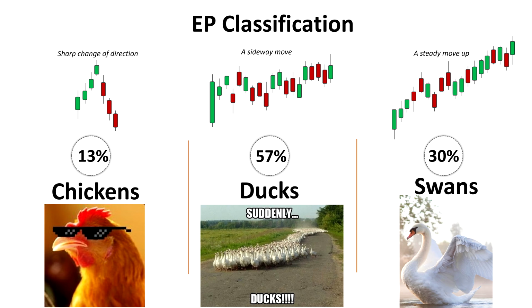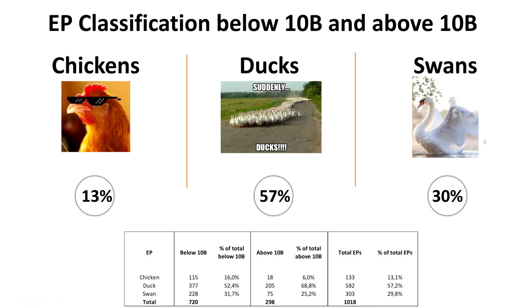So this is how I came up with this classification, and I was super happy to see it. It was also promising because 30% of them are swans. It's nice to know that if I enter on day 0 and then see they do such a move, there's good hope that I can make some profits trading swans. So how do I find them?